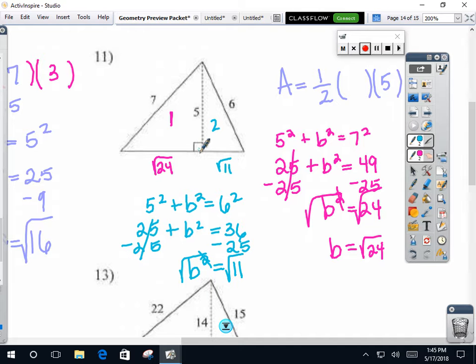Now, before putting that in, you could go and add those together. What's the square root of 24 plus the square root of 11? Just give it to me in decimal form. 8.2. So now type it all in to figure out the area of that triangle. Right. Now you need to work on 12 through 15 by yourself.